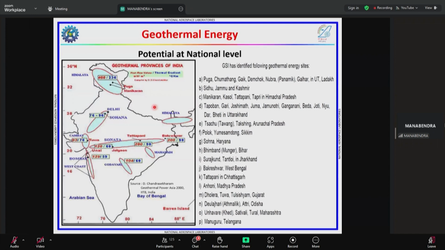Around 10.6 gigawatt is the estimated potential of geothermal energy in India. And there are various sites that have been identified by the Ministry of New and Renewable Energy. You can see over here in various parts of India where the existence and the possibilities of setting up geothermal power plants are possible.